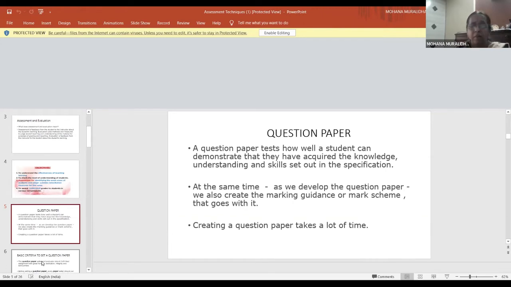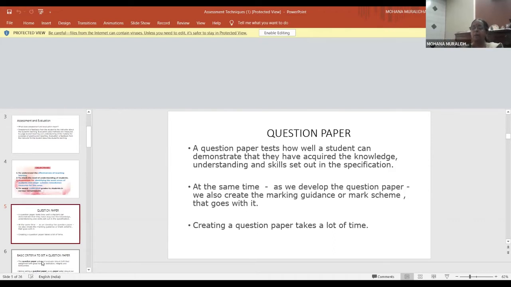What is the purpose of a question paper? A question paper tests how well a student can demonstrate the knowledge they have acquired, the understanding and skills set out in the specification. So the question paper should be such that the student is able to demonstrate all the knowledge, understanding and skills set out in the specification. At the same time, as and when we develop the question paper, we should also create a marking guidance or marking scheme that goes with it.